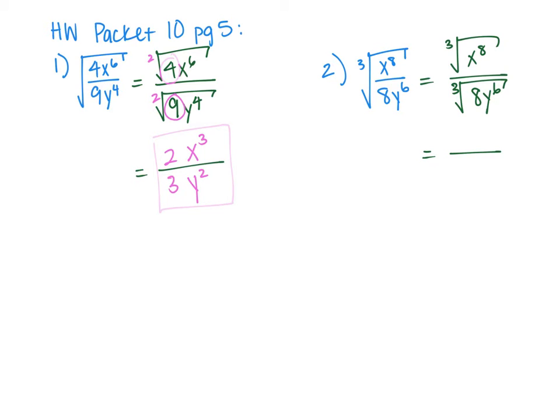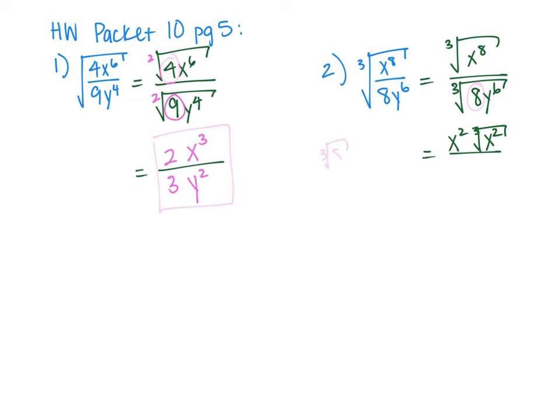Alright, the cube root of x to the 8th. 3 goes into 8 at least 2 times, so that means x squared can come out, but I still have 2 x's left behind, because 2 times 3 gives me 6. If I subtract that from 8, there are 2 left over. So there's still a cube root of x to the 2nd power. This last part here, cube root of 8.